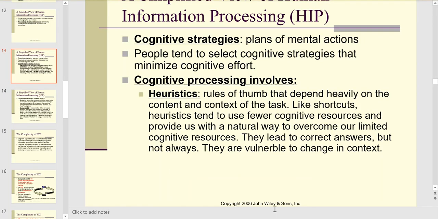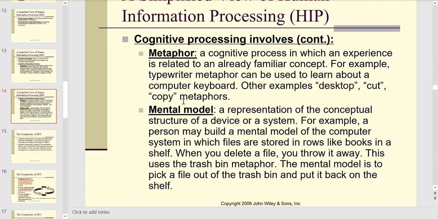Let's go back to the slide. So we have here one element, or let's say one cognitive strategy. One strategy is heuristics, which means taking quick decisions in life based on past experience. When we speak about shortcuts here, we speak about quick ways within the design or within a website or within an interface. We spoke about some examples previously. Number two, we have metaphor. Number three, we have mental model.